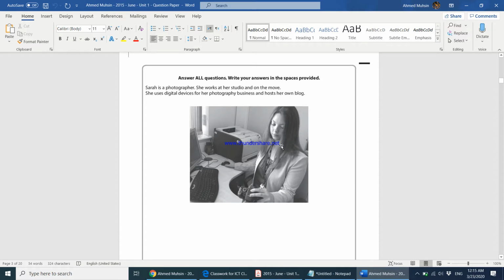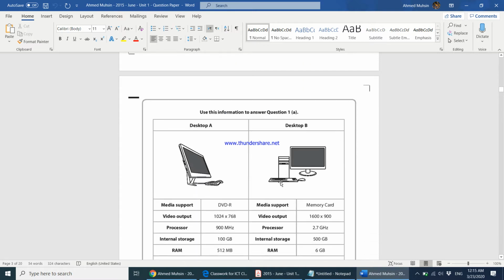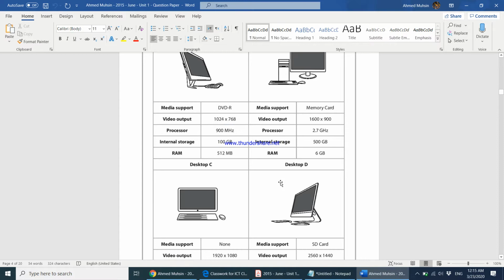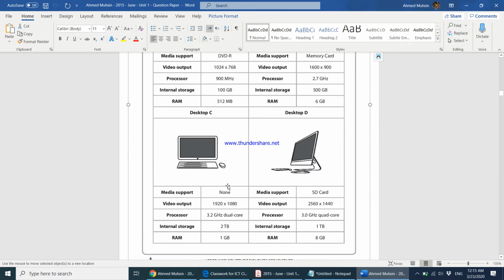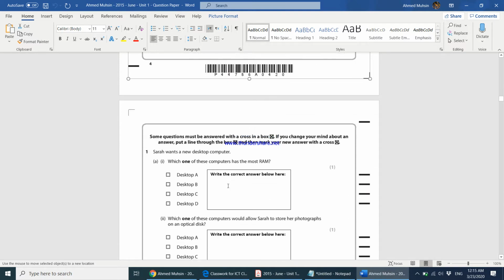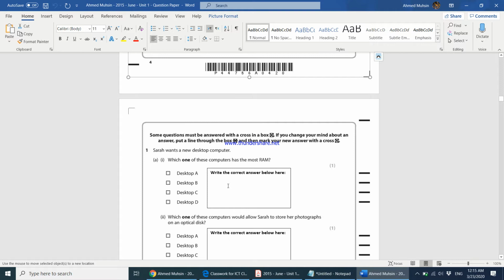Okay, so moving on to the first question, they have given us 4 different desktop computers. Okay, and they've given us the specifications as well over here. So let's answer the first question. Since this is a paper that we are doing on the computer itself, a soft copy, and normally if you're working on the hard copy, you're supposed to be putting crosses just as they have mentioned over here. But since we're working on the soft copy, we'll be just writing our answer over here.